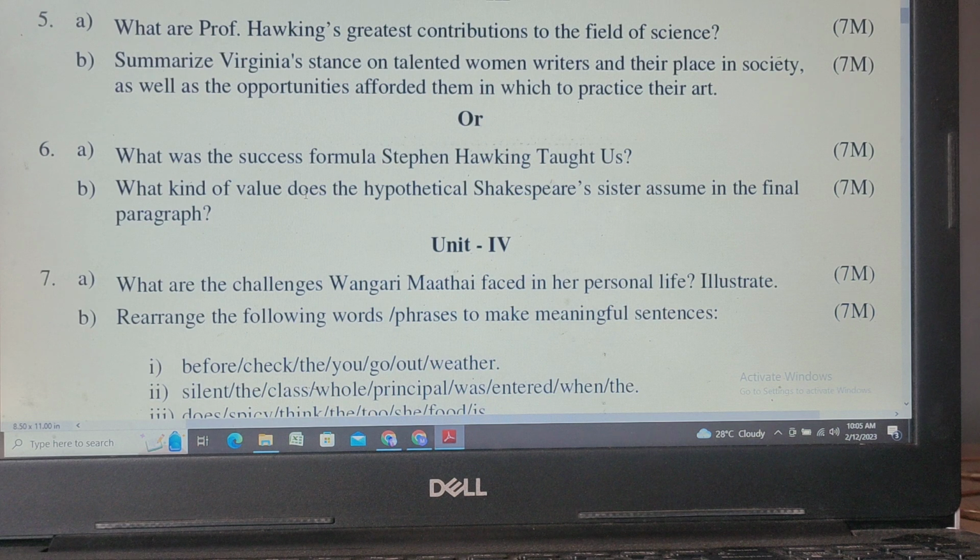When it comes to unit 3, this is all about Hawking, that is Stephen Hawking's 8 life lessons, and Shakespeare's sister. The other set of questions also talks about the success formula of Stephen Hawking and Shakespeare's sister. That means if you are supposed to answer any question from unit 3, you have to again read 2 essays, Shakespeare's sister and Stephen Hawking. Hope you are getting my point.